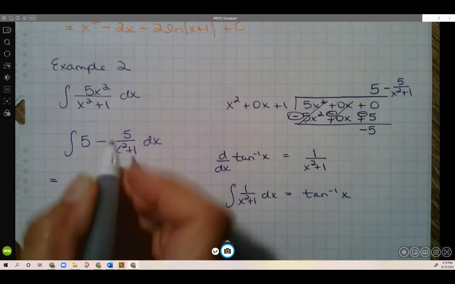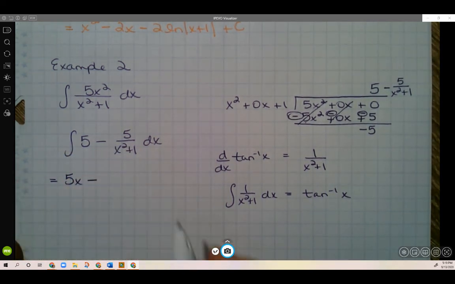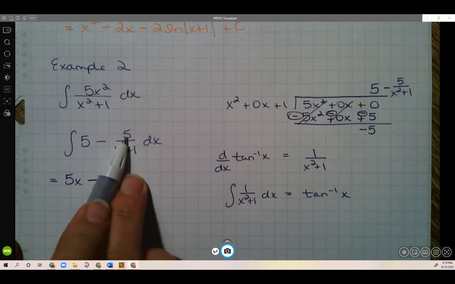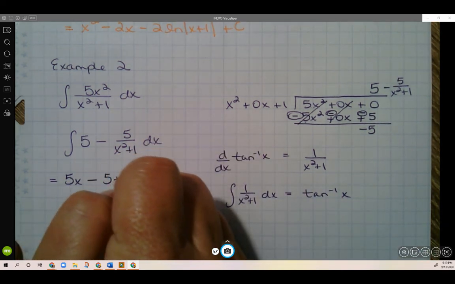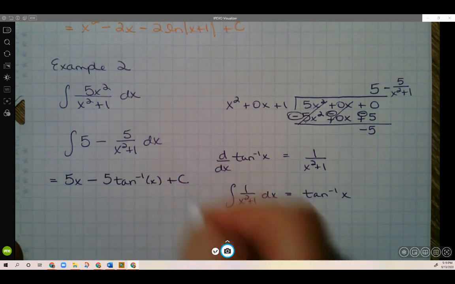So if I integrate, the integral of 5 is 5x minus, and here we're going to use that inverse tangent rule. We are multiplying by 5, so that 5 is just going to stay, times inverse tangent of x. And then, of course, we need a plus c because this is an indefinite integral.